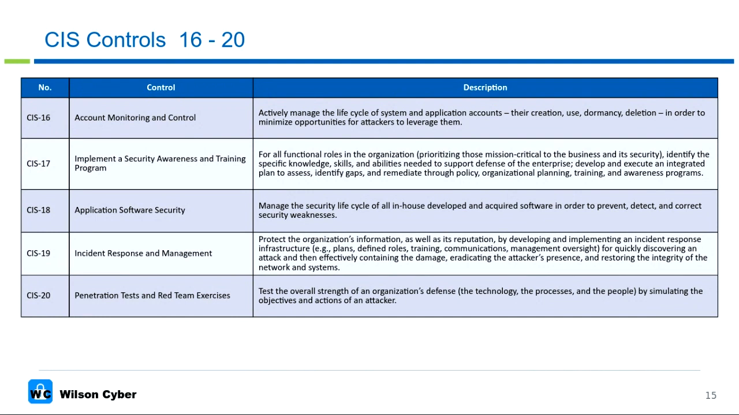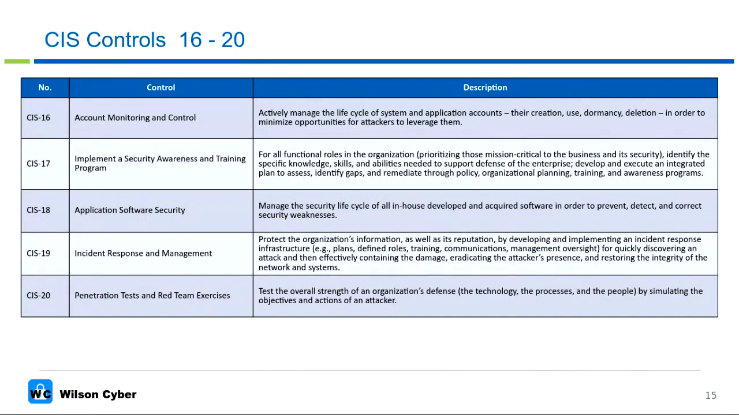organization, prioritizing those mission critical to the business and its security. Identify the specific knowledge, skills, and abilities needed to support defense of the enterprise, and develop and execute an integrated plan to assess, identify gaps, and remediate through policy, organizational planning, training, and awareness programs. Control number 18 is application software security: manage the security lifecycle of all in-house developed and acquired software in order to prevent, detect, and correct security weaknesses.